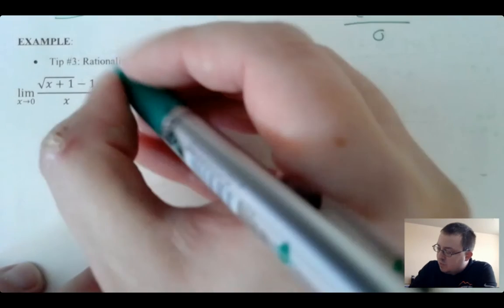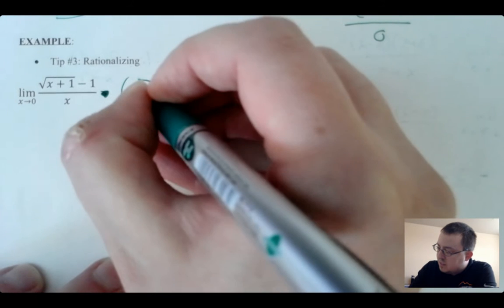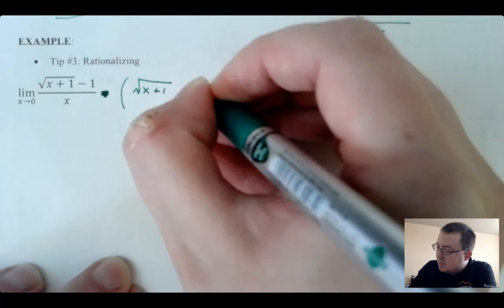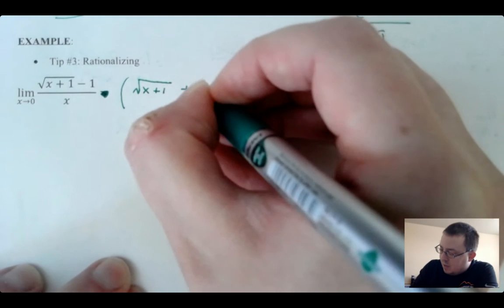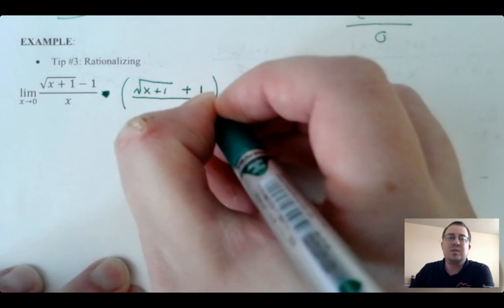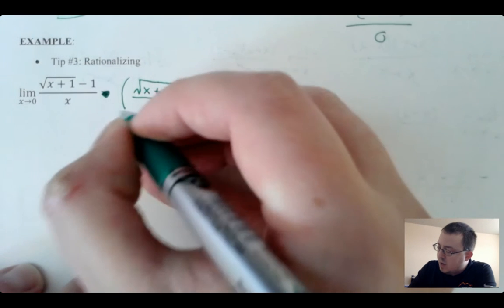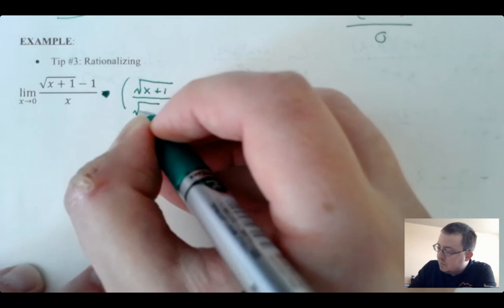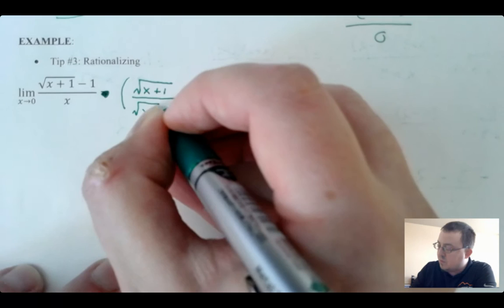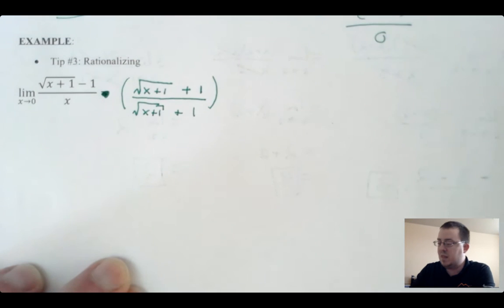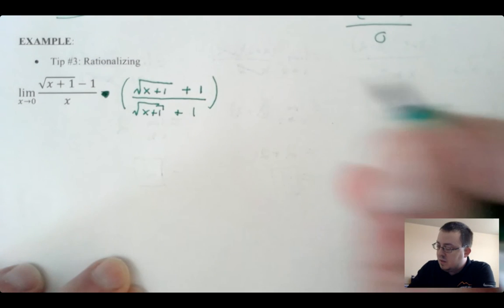Well, it's just the radical expression where everything is the same except for the sign in between the radical and the non-radical. So I'm going to multiply the top and the bottom by the square root of x plus 1 plus 1. The square root of x plus 1 plus 1 on the top and the bottom. Let's go ahead and multiply.